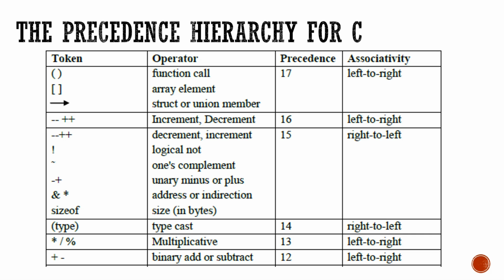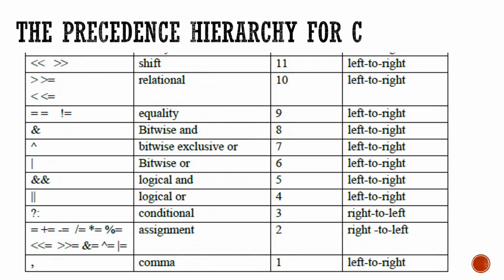The next level will be your star for multiplication, slash for division, and the modulus operator. The next is the addition and the subtraction, binary addition and subtraction. The next will be shift operators, left shift, right shift. Then the relational operators, greater than or equal to, less than or equal to. The next will be the equality operators, equal to, not equal to. Then the bitwise AND, bitwise XOR, bitwise OR, logical AND, logical OR, and the conditional operator, what you call the ternary operator.